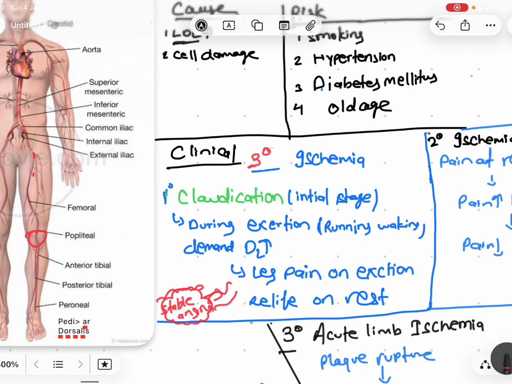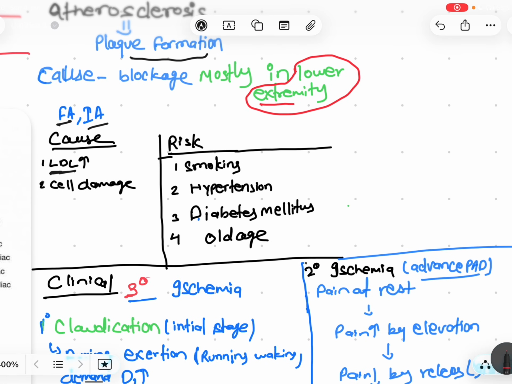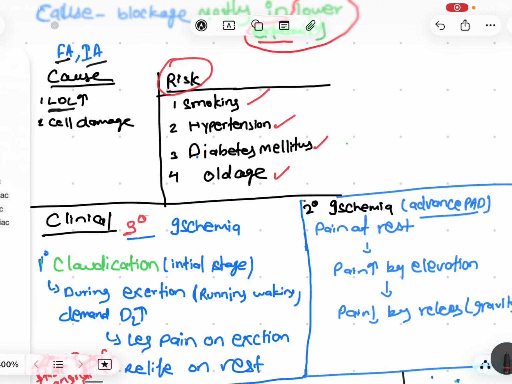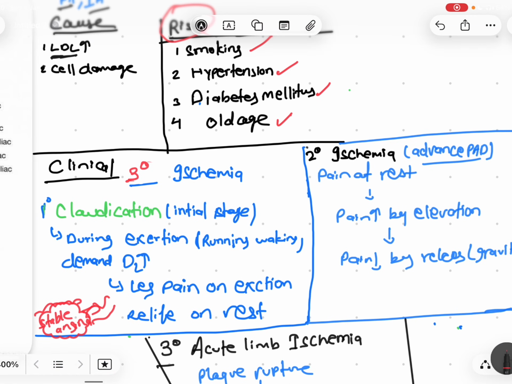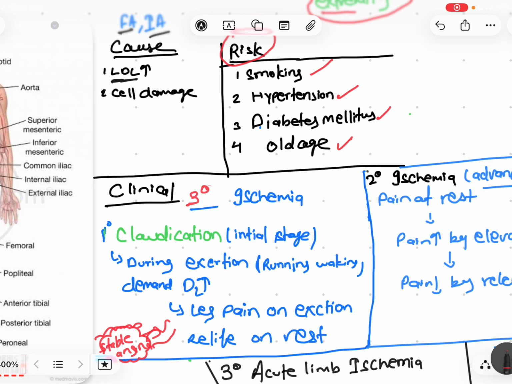So how do we determine the risk factors for that? The risk factors are smoking, hypertension, diabetes mellitus, and old age people generally get it. If we look at the clinical features of a patient suffering from PAD, peripheral arterial disease, we can divide into 3 degrees of ischemia. Basically, if any clot has happened, it causes ischemia.